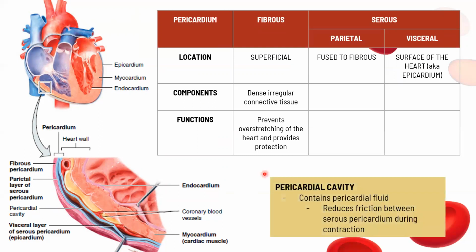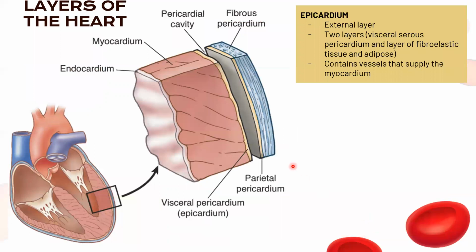That cavity in between the parietal and visceral layers contains pericardial fluid, which reduces friction between the serous pericardium during contraction of the heart in each heartbeat. Here is your epicardium, which is the external layer. It has two layers: the visceral serous pericardium, and a layer of fibroelastic tissue and adipose tissue, and it contains vessels that supply the myocardium. Again, this is your pericardium.